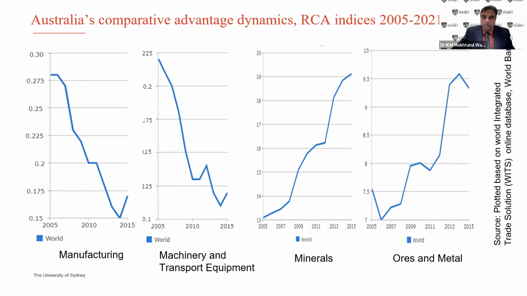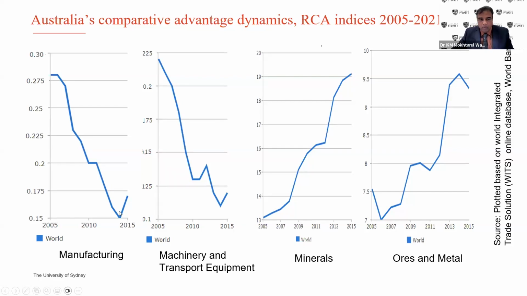Now let's look at what is happening for Australia if we look at RCA indices. These indices are the actual indices of export share. Any index more than 1 means there is competitive advantage. Any index less than 1 means there is no competitive advantage. So for manufacturing and machinery and transport equipment as a whole, and as a share of the whole world, we can see that our competitive advantage has declined over time from 2005 to around 2016-17.